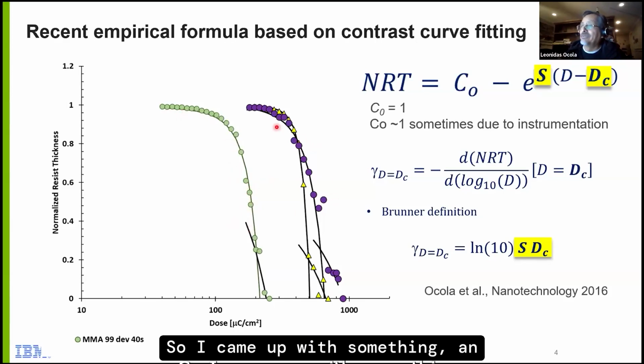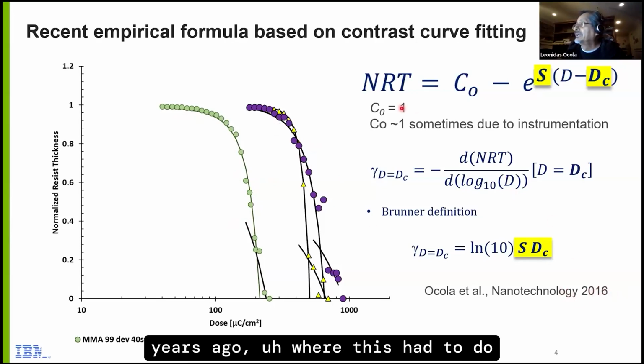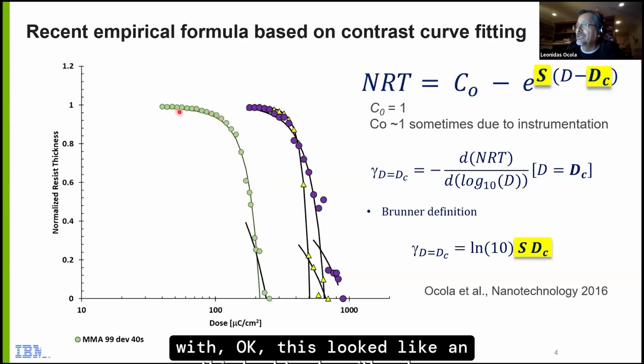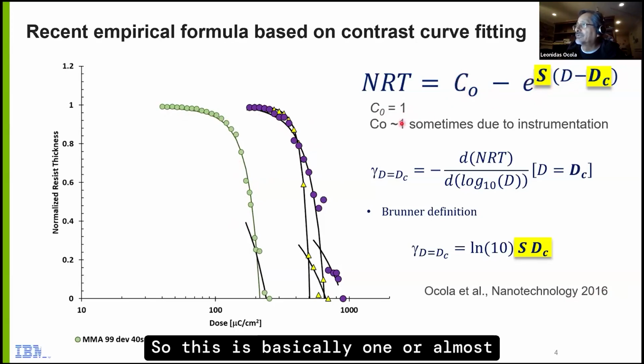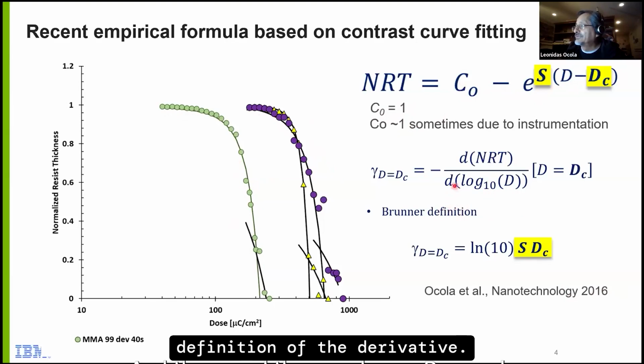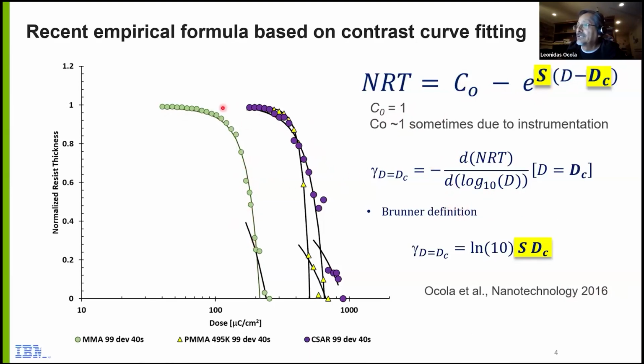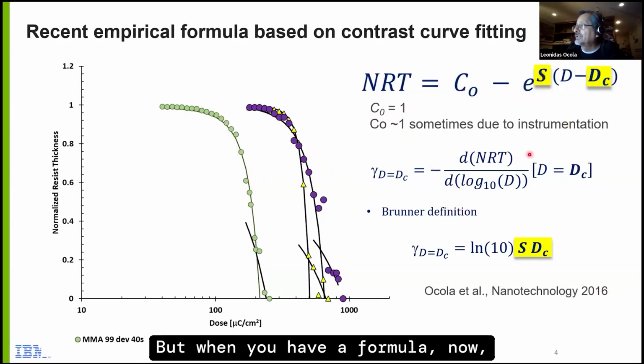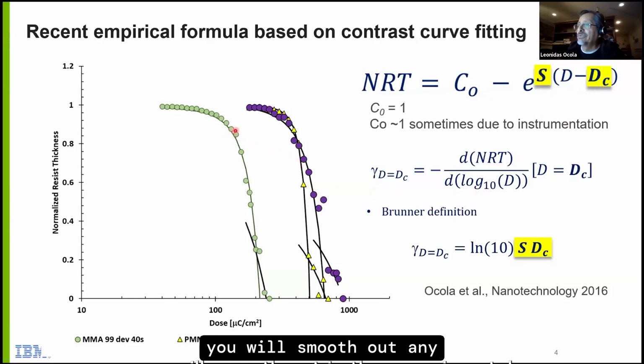So I came up with something, an empirical formula at the time. It was about 9 years ago, where this looked like an exponential, and I used this formula, and it's just a constant. So this is basically 1 or almost 1. And I used the Brunner's definition of the derivative. But when you have a formula, now you will smooth out any experimental noise.